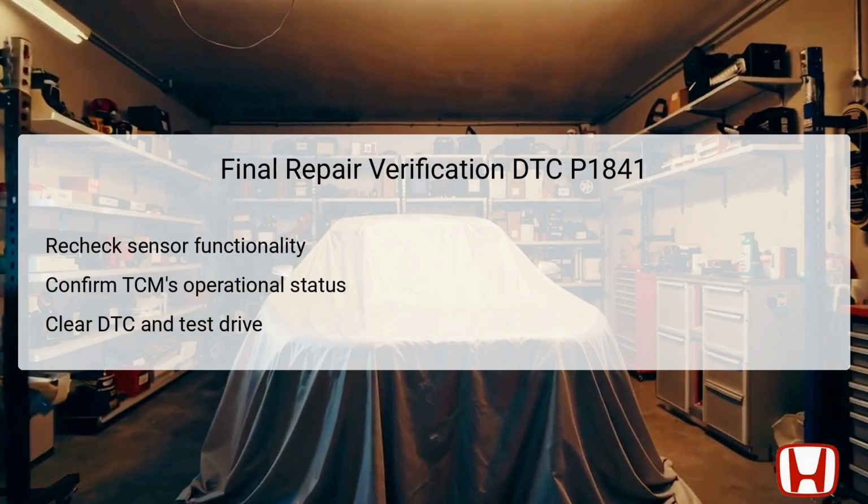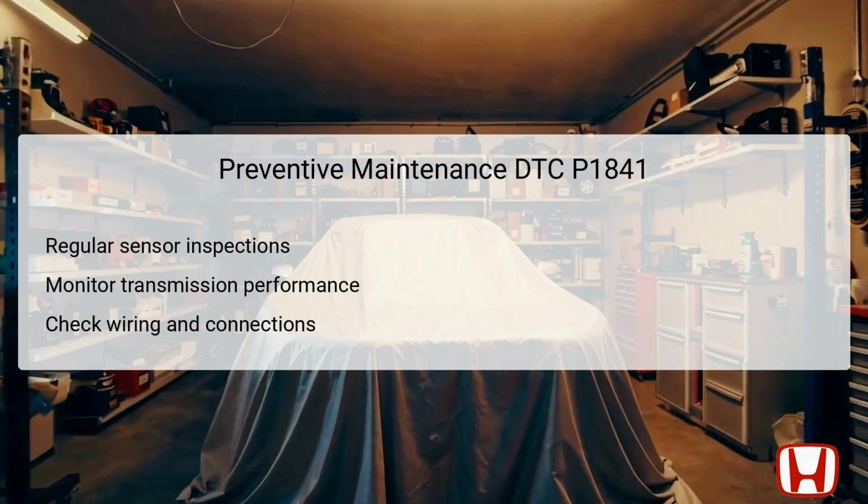Once all components have been verified successfully, the next step involves clearing the DTC from the system and conducting a test drive. This test drive confirms that the vehicle operates normally without re-triggering the DTC, allowing for an effective verification of the repair. Successful confirmation assures the technician that the initial problem has been resolved and restores confidence in the vehicle's transmission performance. Preventive maintenance is crucial to mitigate future occurrences of DTC P1841.